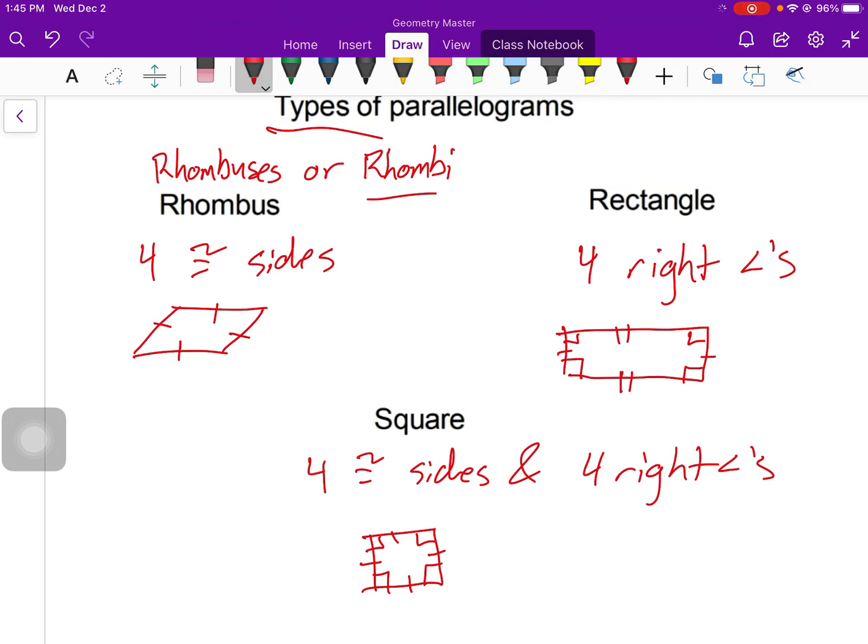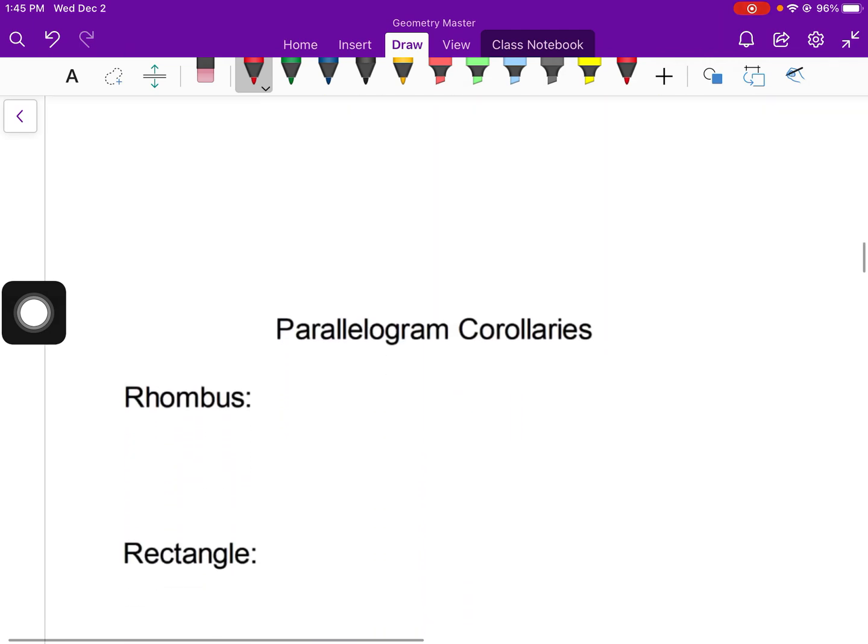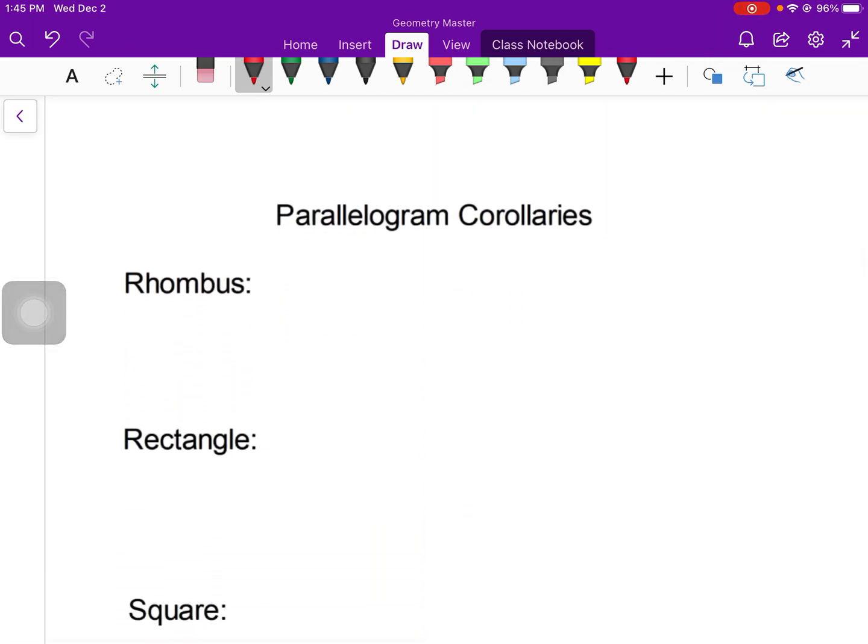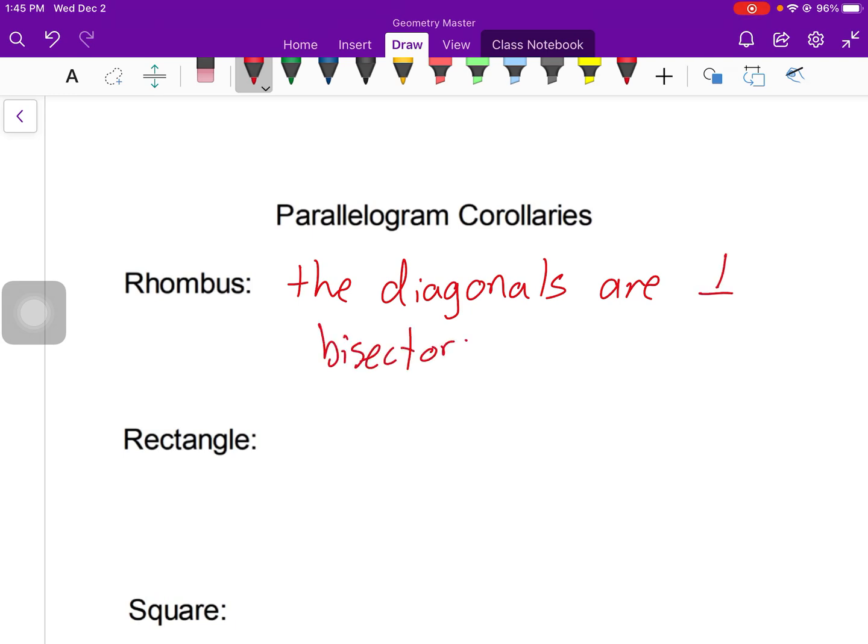Now, remember, these are special types. There is just a generic parallelogram that does not have any of these features. That's just called a parallelogram. But these are special parallelograms. So we're going to talk about parallelogram corollaries, which just means like extra special results from theorems. So a rhombus, the diagonals of a rhombus are perpendicular bisectors of each other.